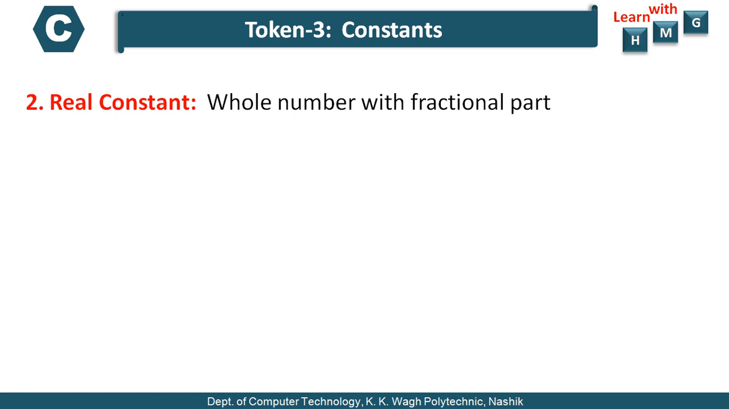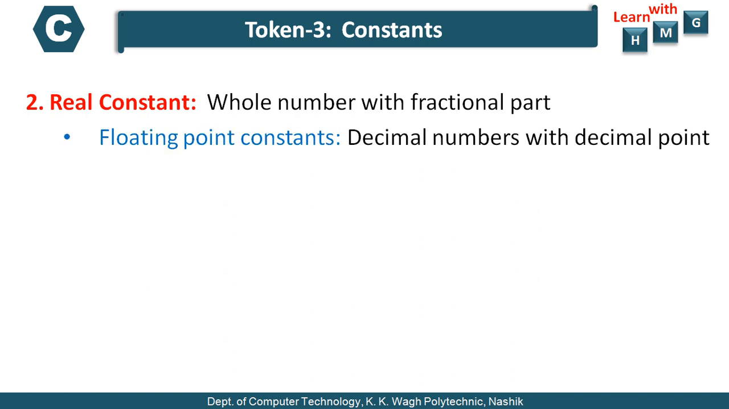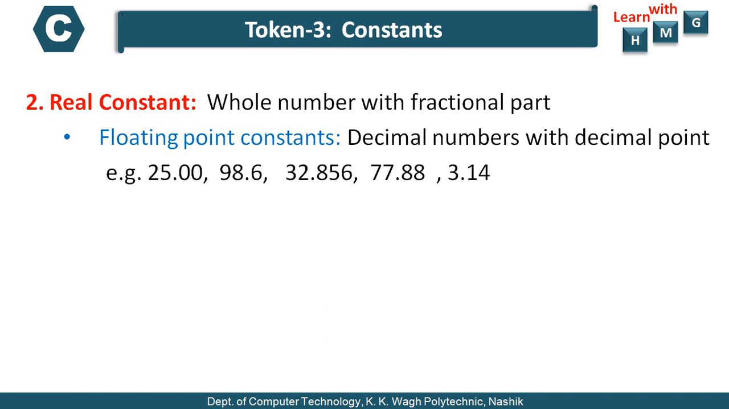The second type of constant is real constant, which is also known as floating point constant. It is a number with a fractional part and a decimal point. So the floating point constants are the decimal numbers with a decimal point and fraction part. For example, 55.00, 98.6 and so on, these are floating point constants.